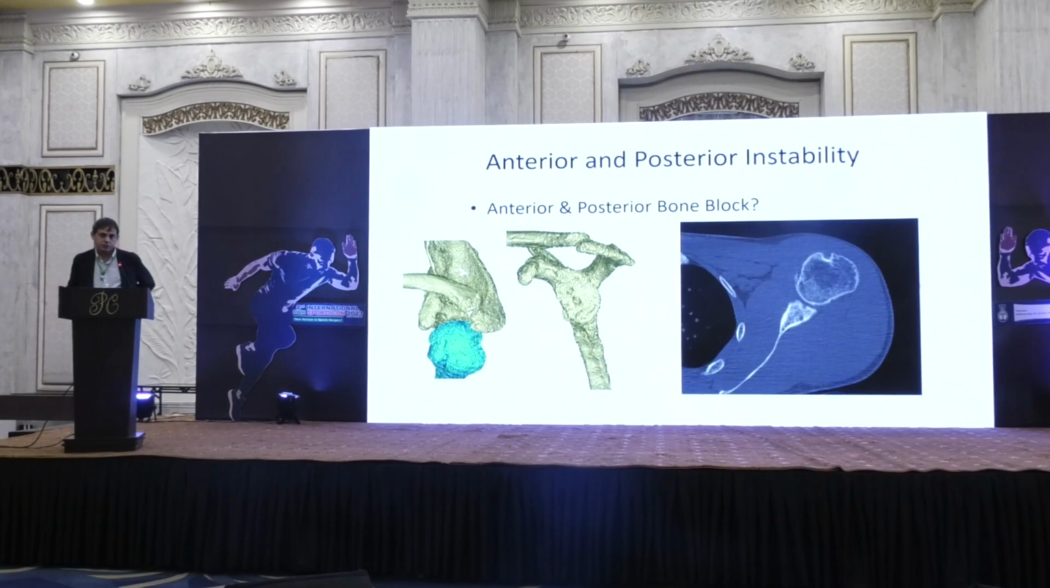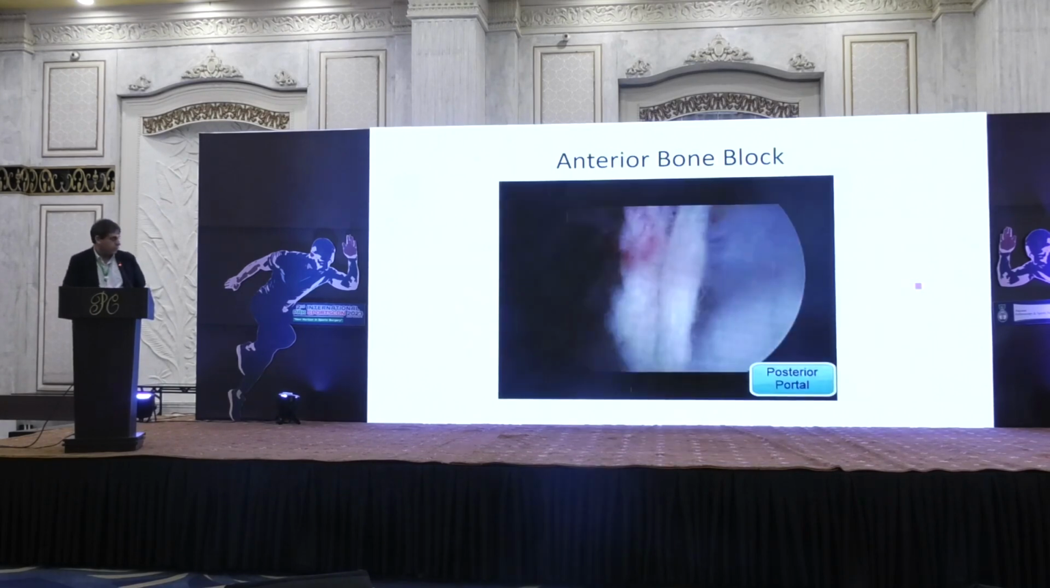But in some cases, there may be both anterior and posterior bony resorption. And in this case, you can put a reverse shoulder arthroplasty, maybe. But if the patient is too young, you have to do something else for these patients.